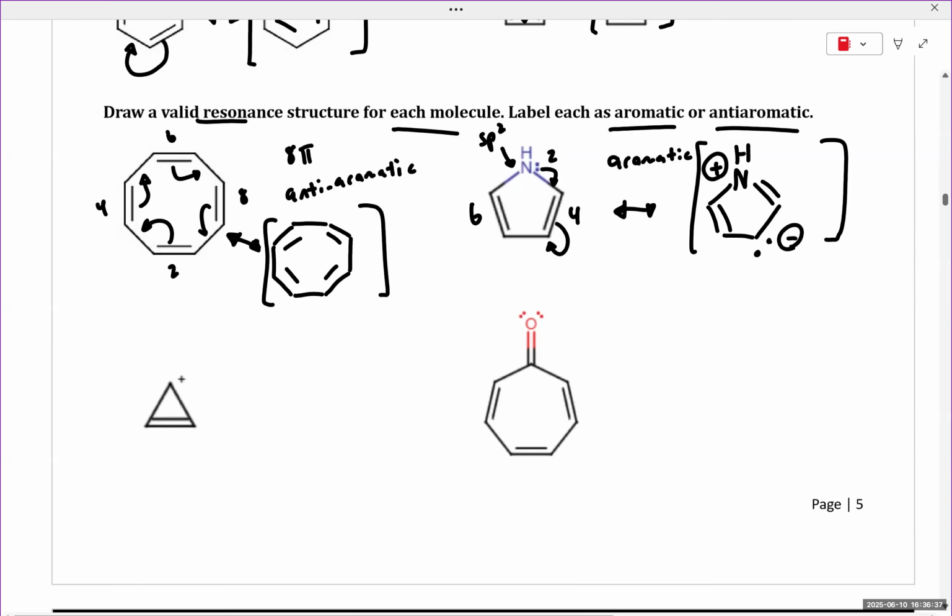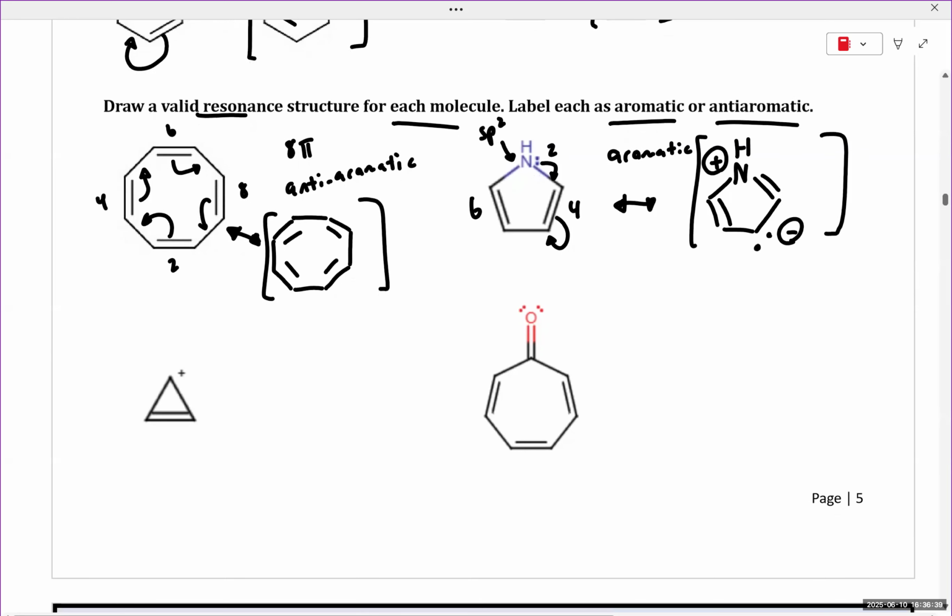Okay, let's look at another two examples. So this time I'd like you to pause the video and work through these two examples, and we'll discuss them momentarily. Okay, so in this case, we have 2 pi electrons. So this would be an aromatic compound. We can push our pi bond over in order to generate a new pi bond and a new carbocation.